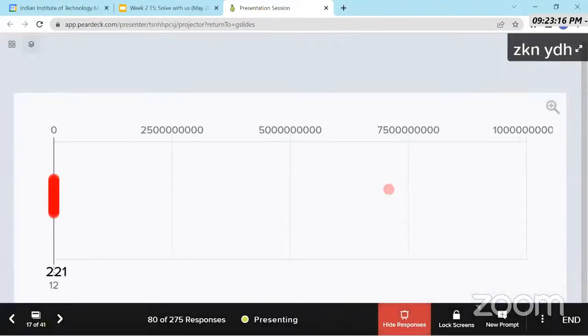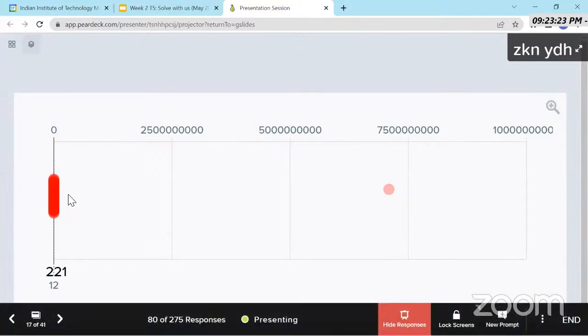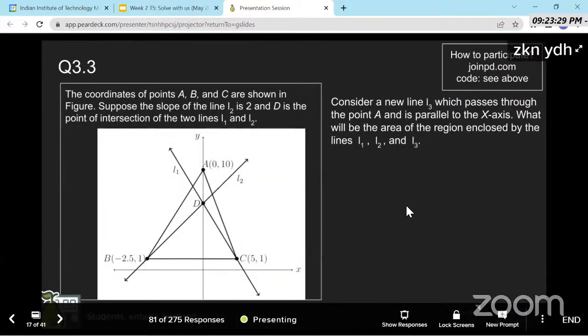Most of you are telling the answer as 221, or 12. Even 12 is an answer, 221 is also an answer. Let's see what that is. Please go ahead, Kajori.